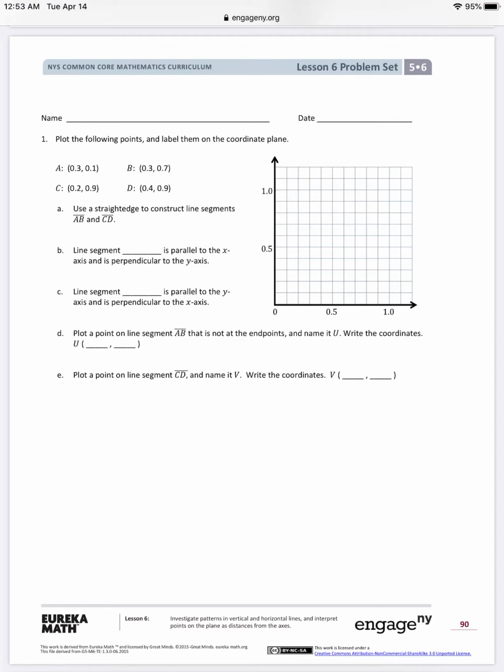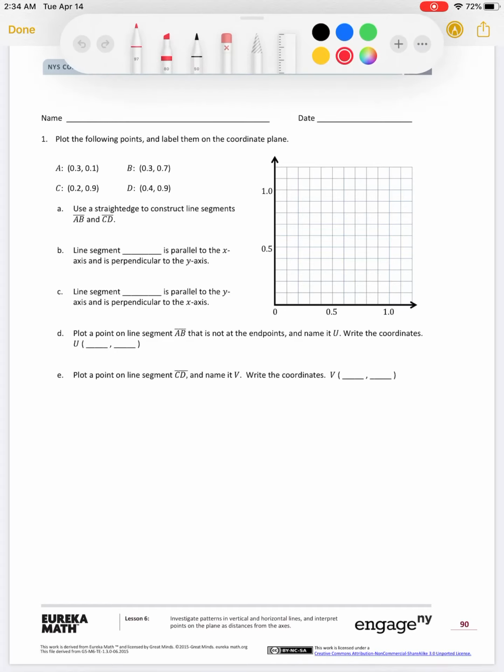The first part says plot the following points and label them on the coordinate plane. We've been doing this for a while, you all. They still have us in this stage, and I don't mind because the more you practice, the better you get. So if you think that you are moving toward expertville here, pause the video, go ahead and plot your coordinates. If you think you need a little more help, then follow with Ms. Durham.